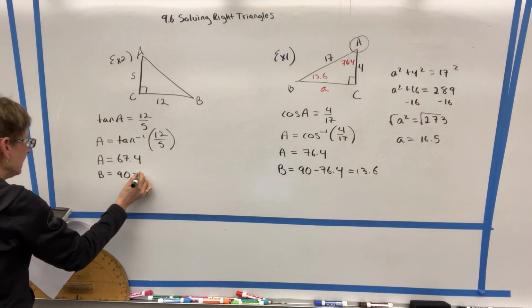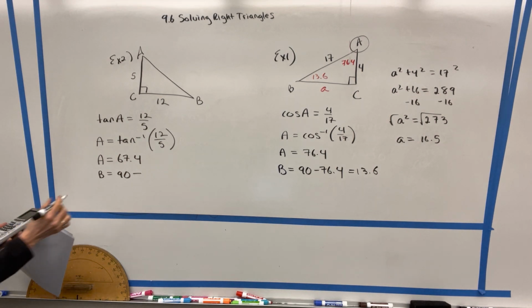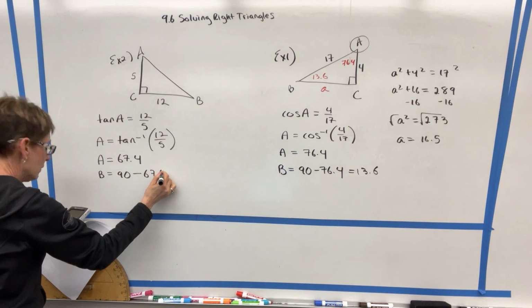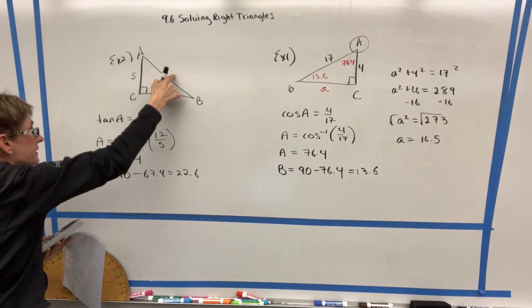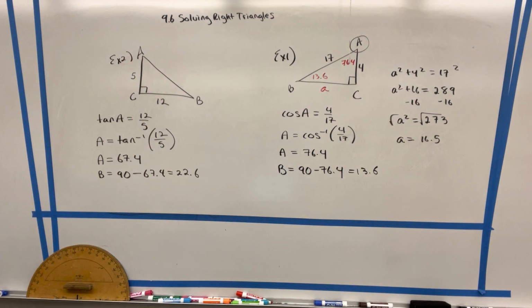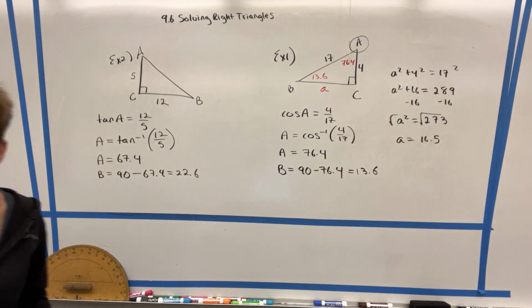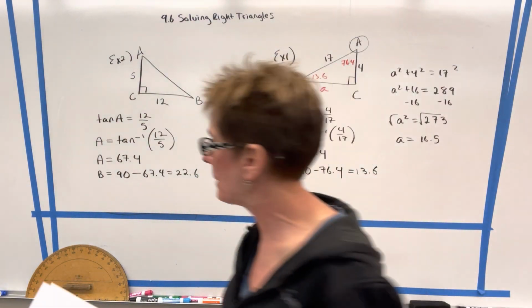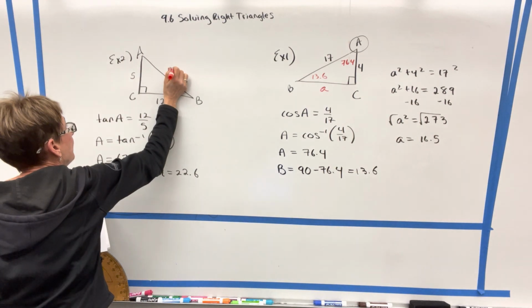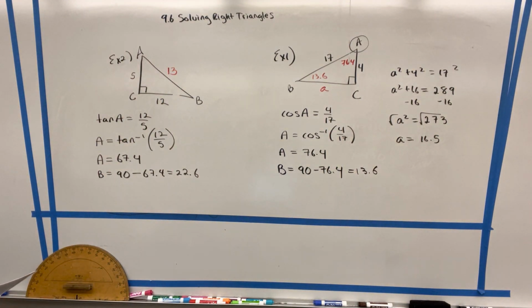To find B, I would take 90 minus 67.4 and get 22.6. And then to find the third side, I can use Pythag. Does anybody remember what the third side of a right triangle is with legs of 5 and 12? It's a very common right triangle that comes up a lot during the school year. Hopefully you've kind of started to memorize these. This is going to be a 5, 12, 13, which is the second most common right triangle out there.